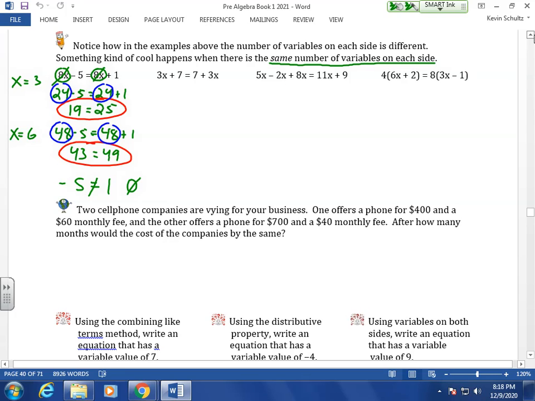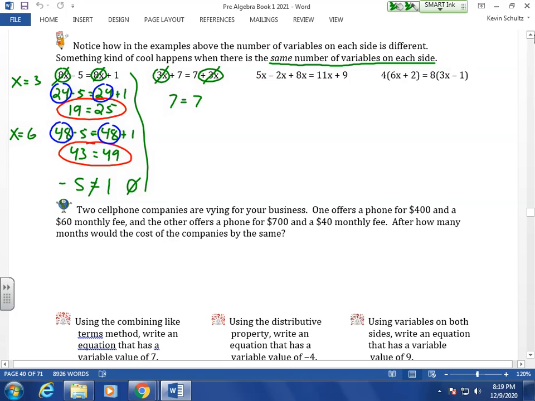You will also run into situations where you have the same number of variables on each side, in this case 3x, and again we have this tie, right? Might as well be 0 to 0. Mathematically, if you subtract 3x from both sides, they'll end up canceling out. And so when our x's cancel out, you're left with something like this. 7 equals 7. That is true.